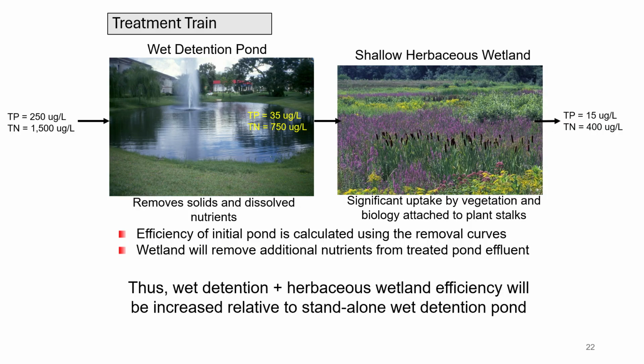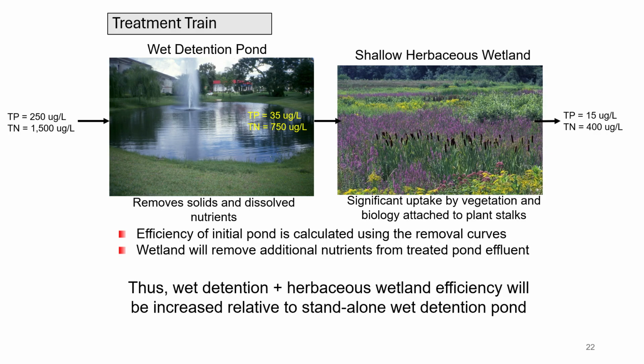This pond is highly effective at removing both solids and dissolved nutrients from the incoming water. A significant part of this removal is attributed to the uptake by the vegetation within the pond and the biology that attaches to the plant stalks. The efficiency of this initial wet detention pond is typically calculated using established removal curves.